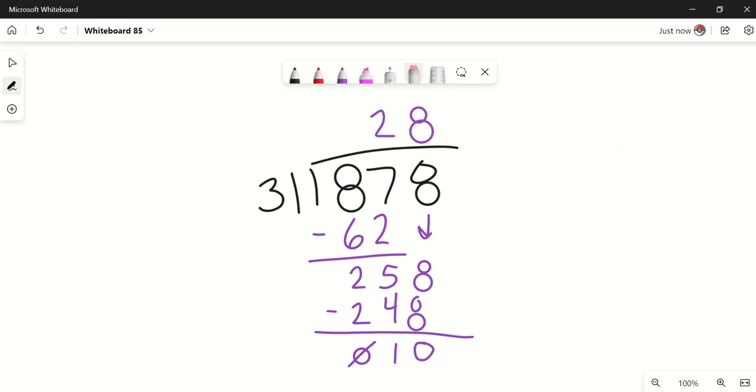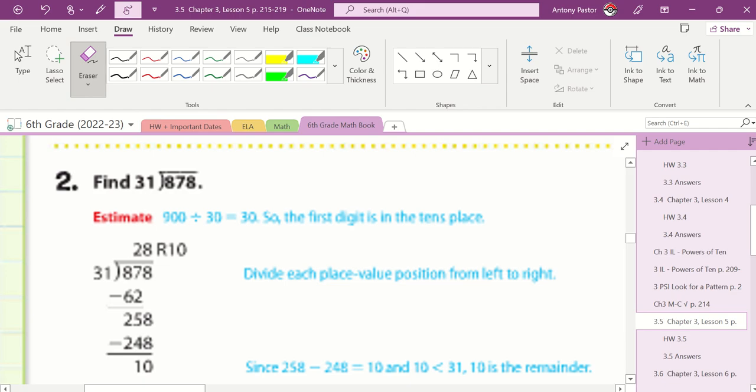Now, there are a few ways to do this. 31 will not go into 10. Therefore, I can write this, like the textbook says, as a remainder 10, or R10. Now, in 6th grade, we don't really do a lot of remainders. Remainders will be here for now in this chapter, but in the future, we don't deal with remainders.